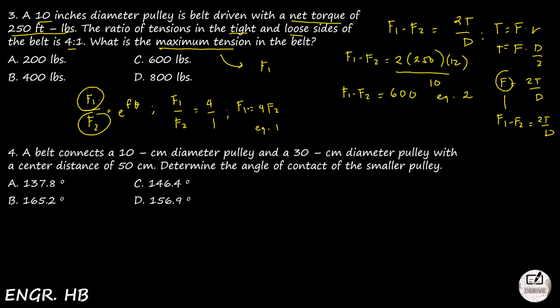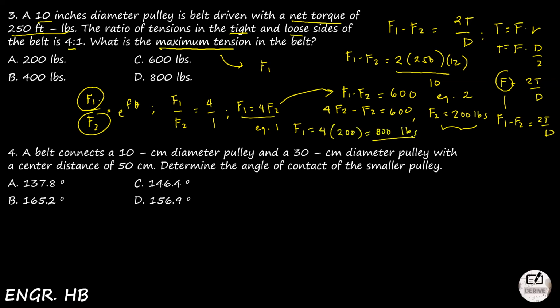And pwede nating isalpak si F1 dito. So that will become 4F2 minus F2 is equal to 600. So 3F2 is equal to 600. So F2 is equal to 600 over 3. So that was 200 pounds. So meron na tayong F2, meaning we can get this F1, and F1 is equal to 4F2, which is 4 times 200, and that was 800 pounds. So the answer is obviously letter D, 800 pounds.